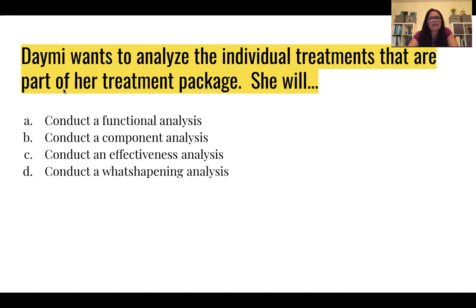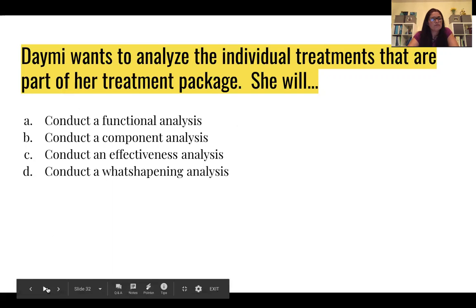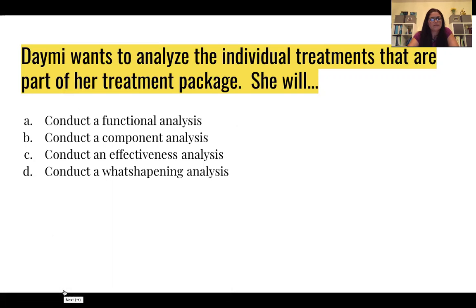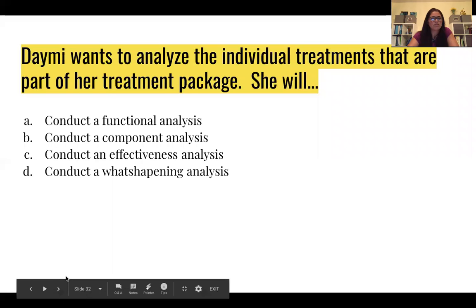Demi wants to analyze the individual treatments that are part of her treatment package. She will conduct a functional analysis, conduct a component analysis, conduct an effectiveness analysis, or conduct a what's happening analysis. Which one? B.